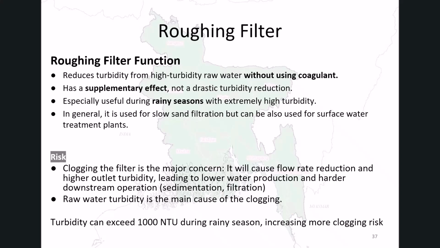The main concern is clogging. When the filter media becomes clogged, the flow rate decreases, outlet turbidity increases, and the entire treatment plant becomes harder to operate. Raw water turbidity is the main cause of the clogging. Turbidity can exceed 1000 NTU during rainy season, increasing the clogging risk.